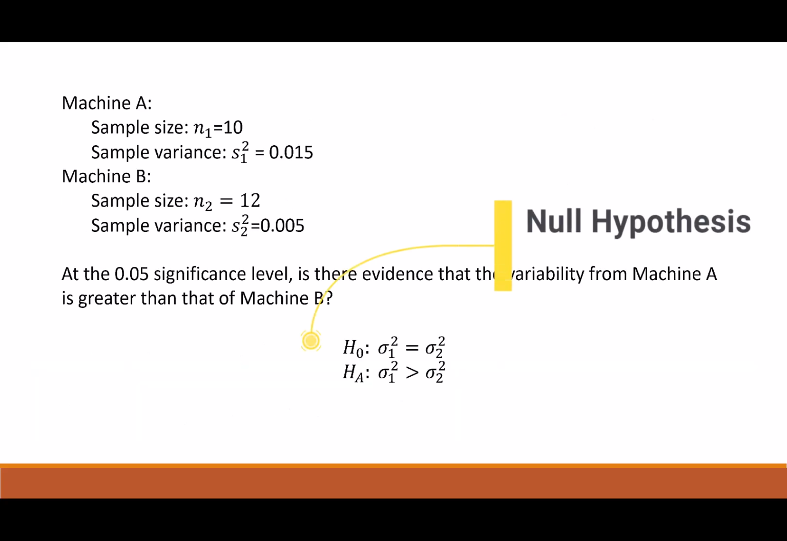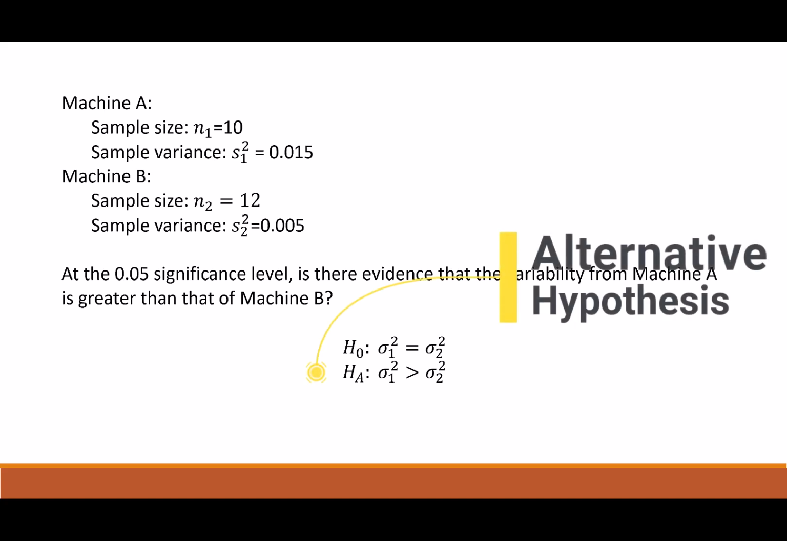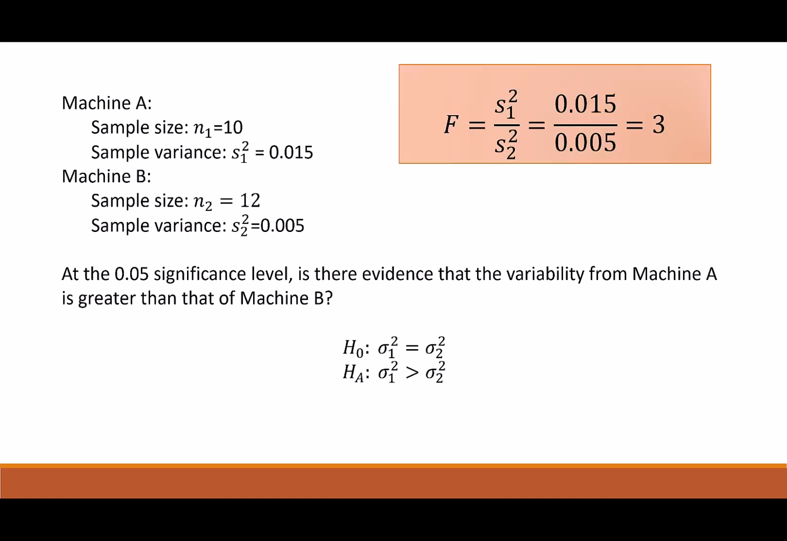Let's first state our hypotheses. The null hypothesis is that the variances are equal, so sigma 1 squared is equal to sigma 2 squared. Our alternative hypothesis will be that sigma 1 squared is greater than sigma 2 squared, because we're trying to test if machine A has greater variability than machine B. To construct our F ratio, we compare the sample variances, S1 squared over S2 squared. That's 0.015 over 0.005, which gives us an F ratio of 3.